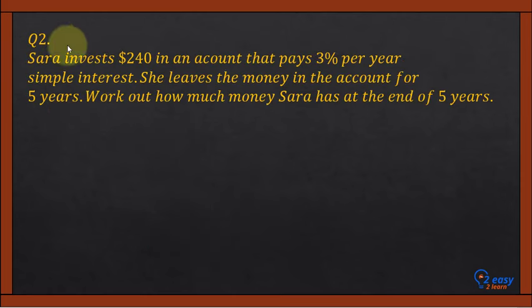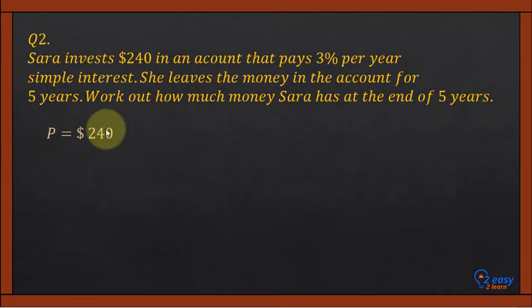Question number 2. Sarah invests $240 in an account that pays 3% per year simple interest. It is very important: we have to use the formula of simple interest because it is mentioned in the question. She leaves the money in the account for 5 years. So T is 5 years. Work out how much money Sarah has at the end of 5 years. So we have to calculate the total amount at the end of 5 years.